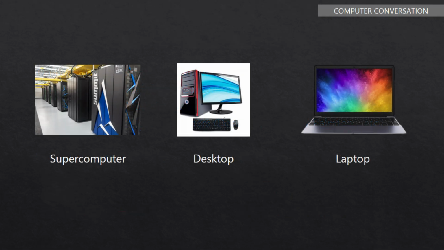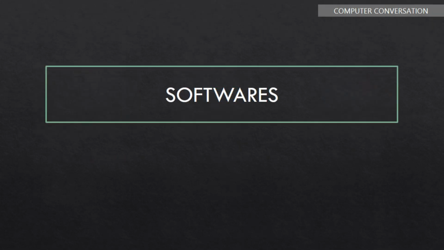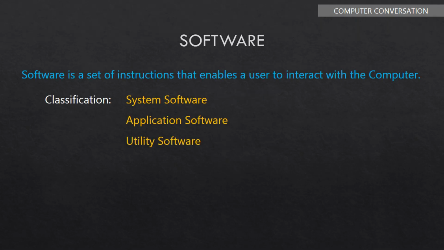Here are some images of computers. Now a complete computer includes hardware, software and some peripheral devices connected to it. Hardware of a computer means devices like monitor, CPU, motherboard, etc. And software is a set of instructions that enables a user to interact with the computer or the hardware parts.